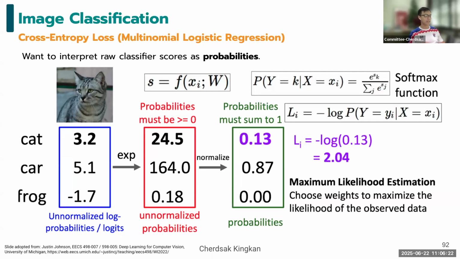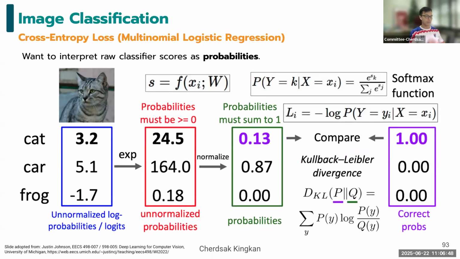So if you take log of that, you're going to get the loss value. You just take log of this probability. This is what we call maximum likelihood estimation. We're not going into detail, but this is how it's called. You take a log of probability, and that's what you get as the loss of that example.